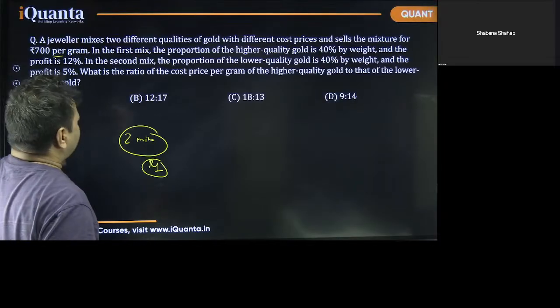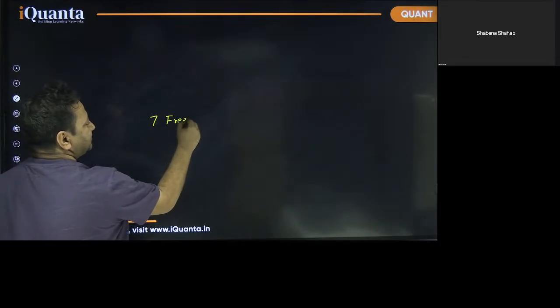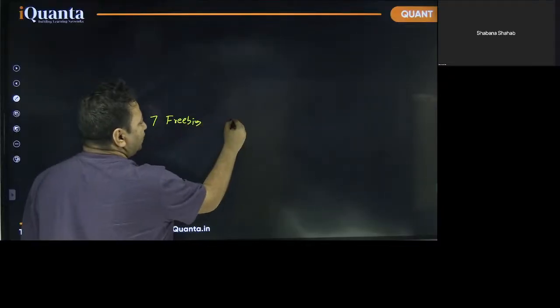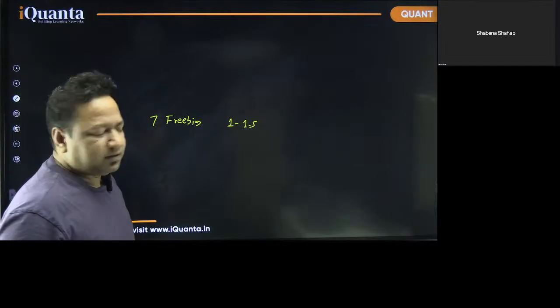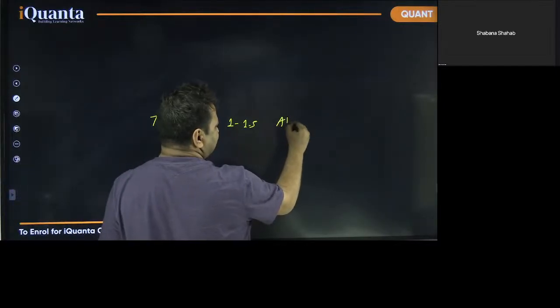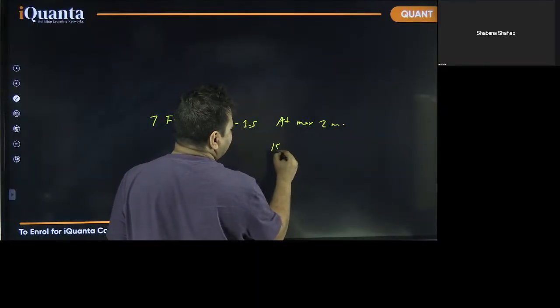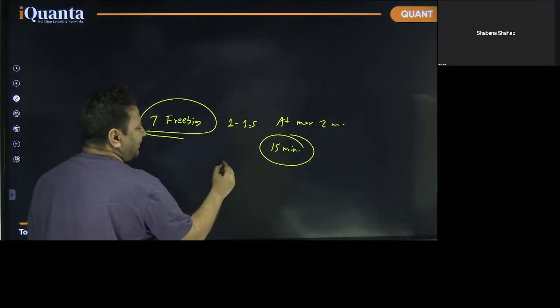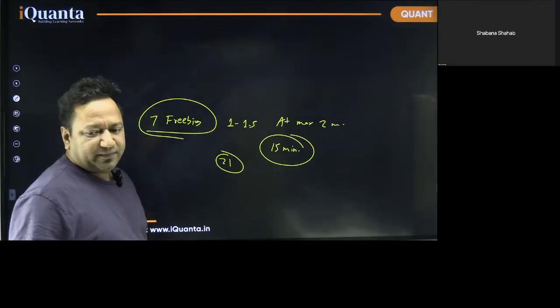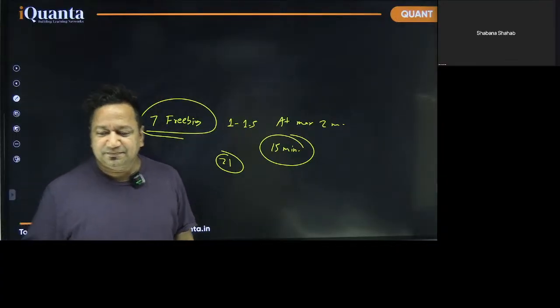That's all. So overall, I can see there are 7 freebie questions. When I say freebies, that means the questions which involve 1 to 1.5 minutes of time in reading, solving, and marking. At max 2 minutes. This is a freebie. So you know what? In the first 15 minutes, anybody could have scored 21 marks. Now the remaining 25 minutes, what you need to do, I think you have understood that, right?